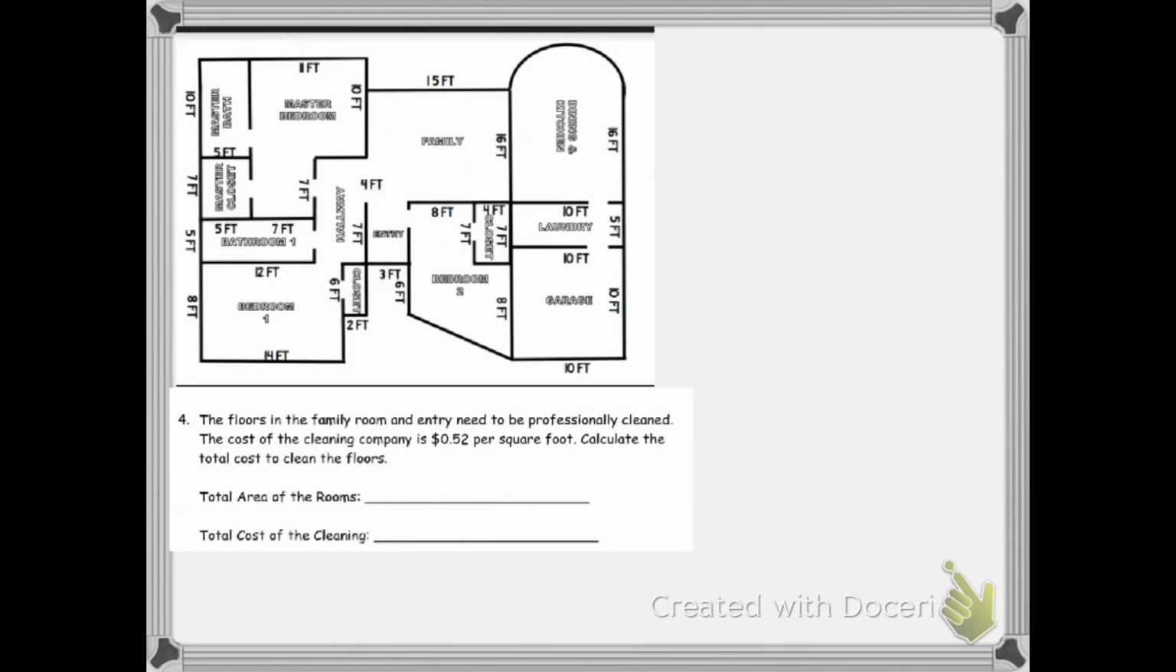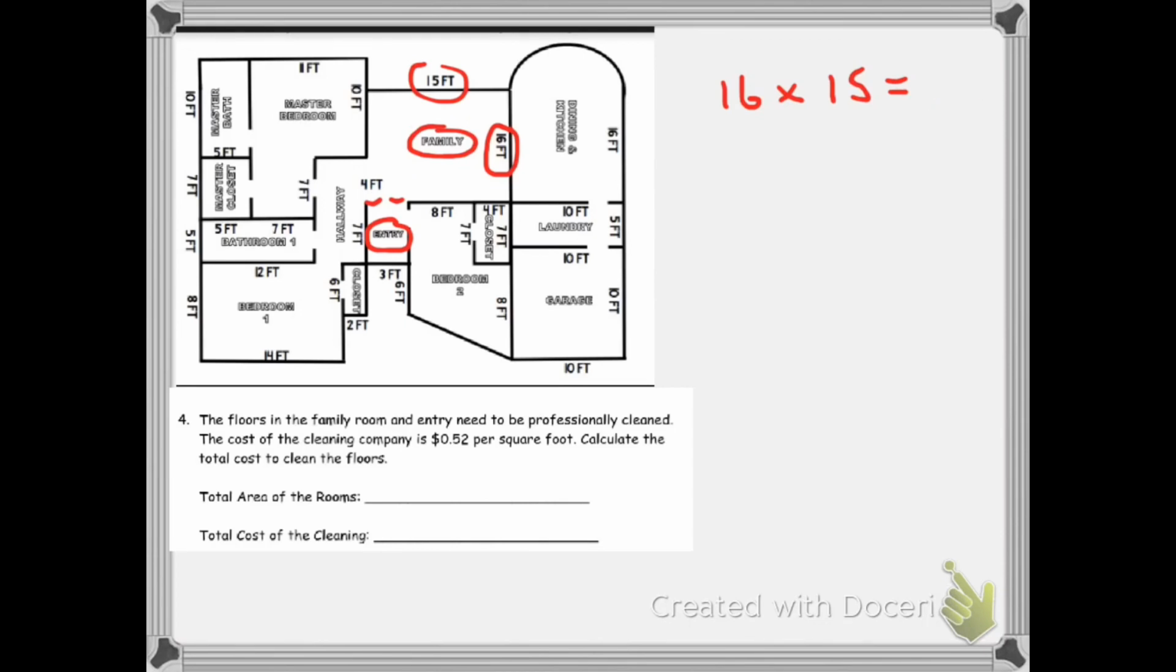Okay, number 4 says the floors in the family room and entry need to be professionally cleaned. So we have the family room here, and the entry is included. The cost of the cleaning company is 52 cents per square foot. We want to calculate what that's going to be. Alright, so the family room, we'll chop it off here, is going to be 16 times 15. So you're going to do your 16 times 15, figure out what that is, which will go right here, right?